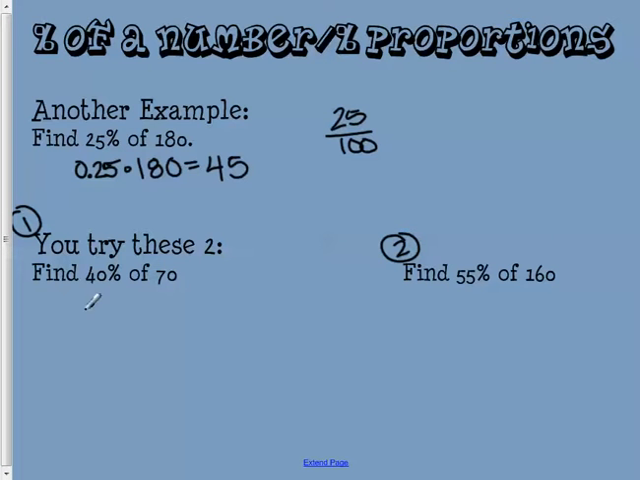Okay, the first thing that you do is you rewrite this as a decimal. You can leave it like this or like this. Of means to multiply, and 70. So you get 28. Over here, 55% times 160 would look like this as a decimal. Of means multiply, 160, and you get 88. If you got those right, please place a check mark next to each of them in red.